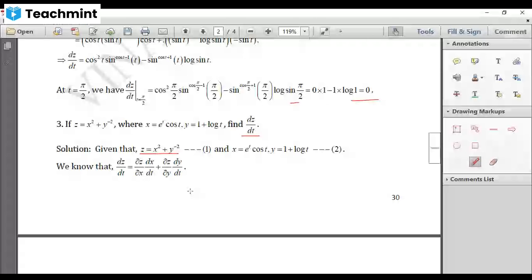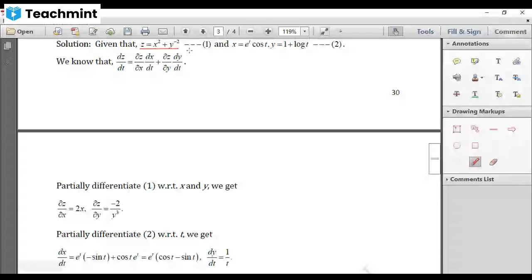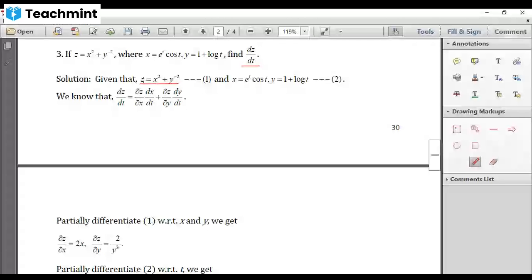z equal to x square plus y to the power of minus 2. So what is the partial derivative of z with respect to x? When you are differentiating with respect to x, your y is constant. Therefore, derivative of x square is 2x plus derivative of y to the power of minus 2 is... no. Derivative of y is 0 because y is constant when you are differentiating with respect to x partially. So when you are differentiating z with respect to y, your x is constant. So derivative of x square is 0 plus this is of the form y to the power of n. Derivative of y to the power of n is n into y to the power of n minus 1.